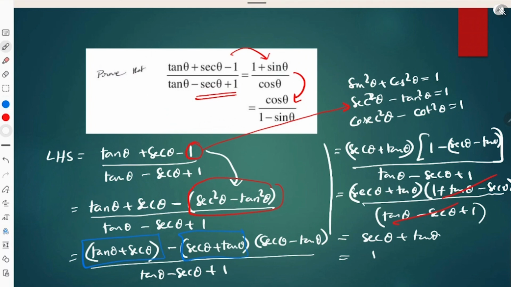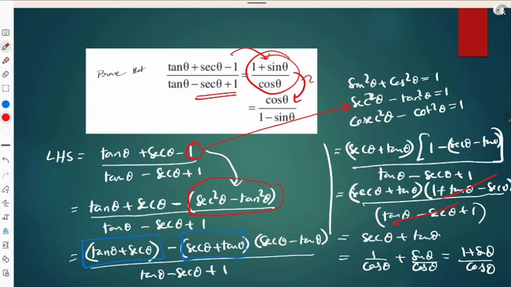And secant theta is 1 by cos theta plus sin theta by cos theta. Because secant theta is the reciprocal of cos and tan theta is sin by cos, we are converting everything to sin and cos, because to prove this we need to convert them into only sin and cos terms. So 1 plus sin theta by cos theta. This is the second part of the proof.